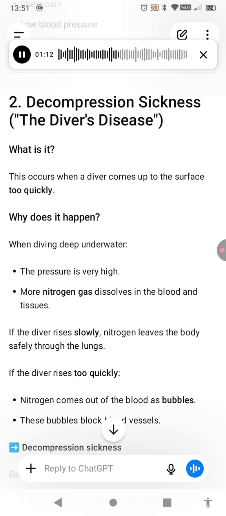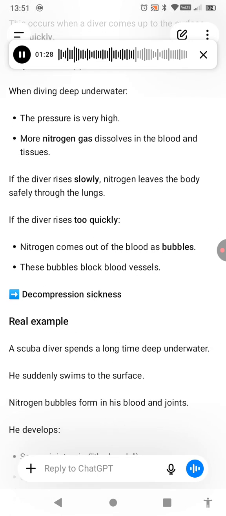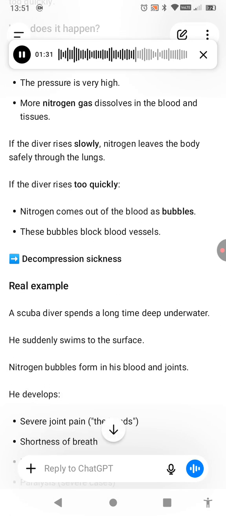Number 2, decompression sickness, the diver's disease. What is it? This occurs when a diver comes up to the surface too quickly. Why does it happen? When diving deep underwater, the pressure is very high. More nitrogen gas dissolves in the blood and tissues. If the diver rises slowly, nitrogen leaves the body safely through the lungs. If the diver rises too quickly, nitrogen comes out of the blood as bubbles. These bubbles block blood vessels.